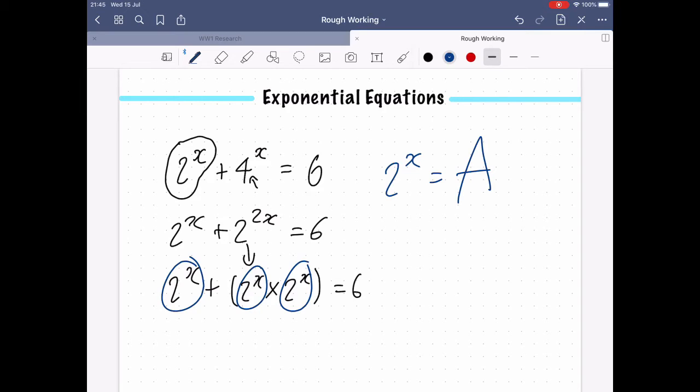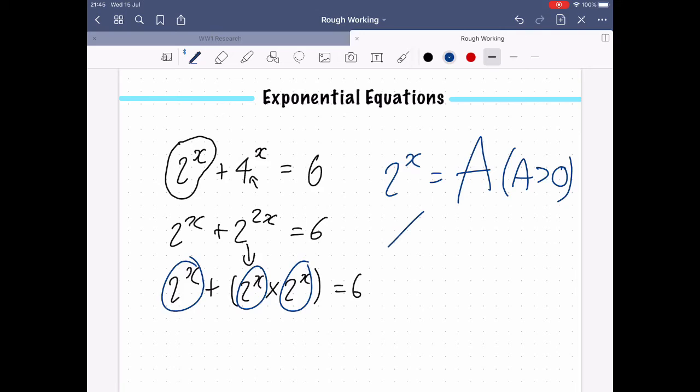And it is worth noting here that A will have to be greater than 0, because we can't have negative numbers. Like this cannot be negative. So A will be greater than 0, and that's just to know that if we get any negative values for A, we can just disregard those.